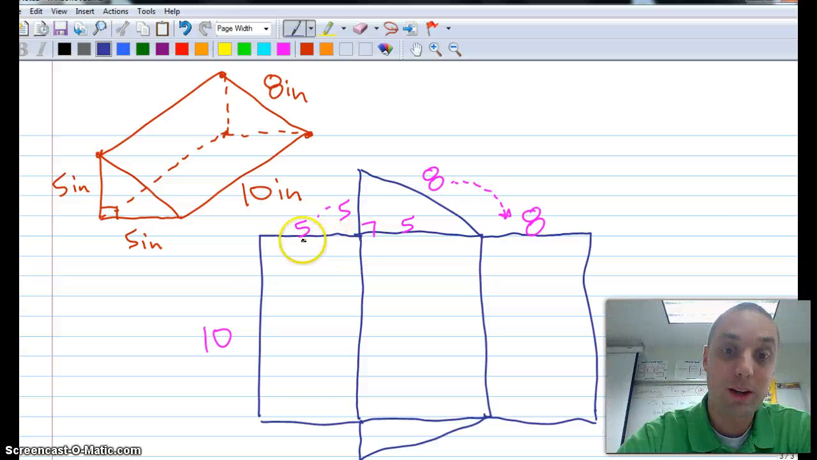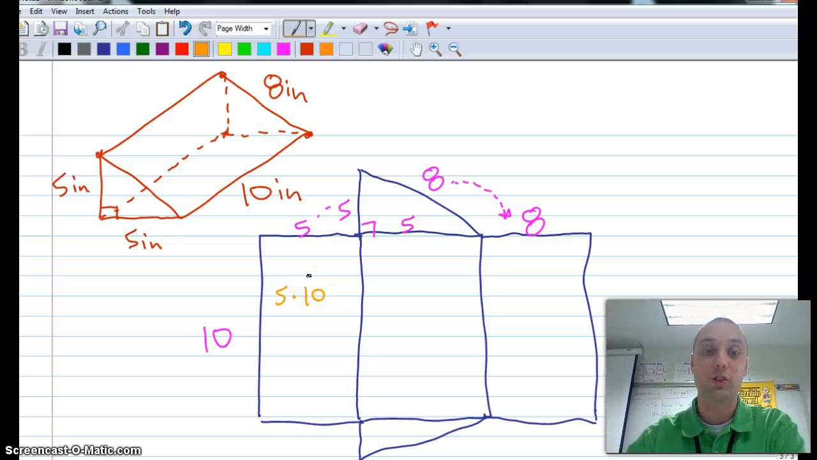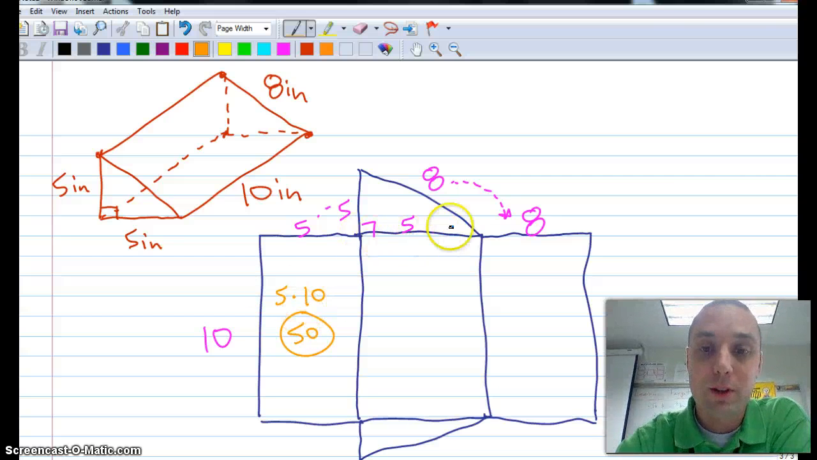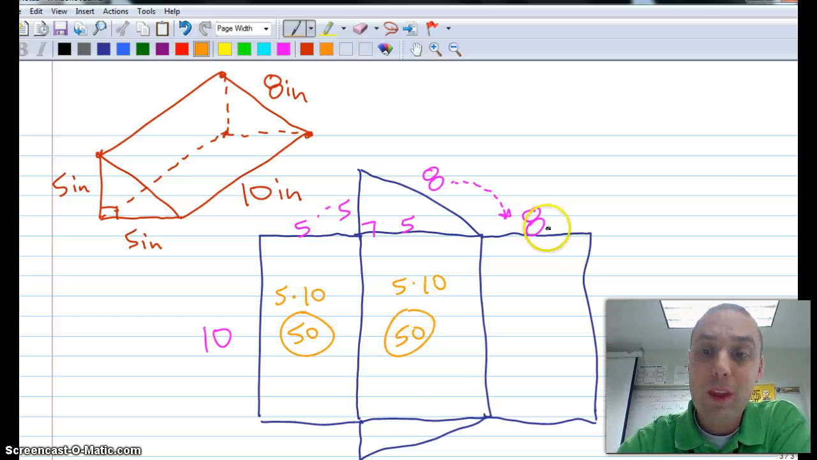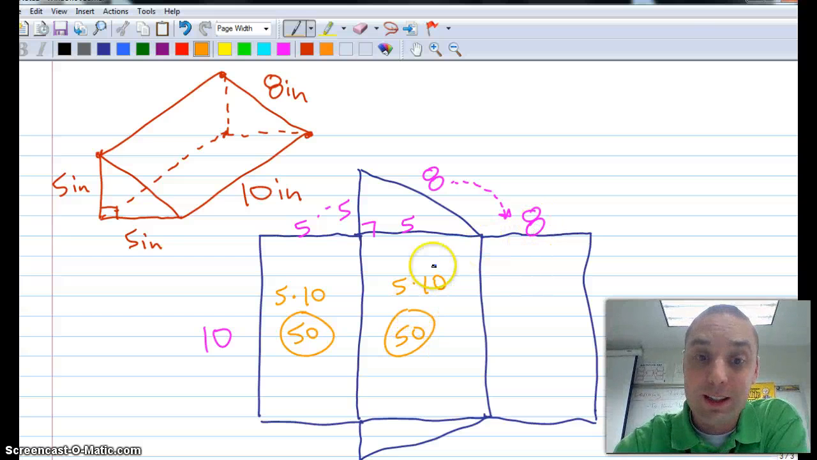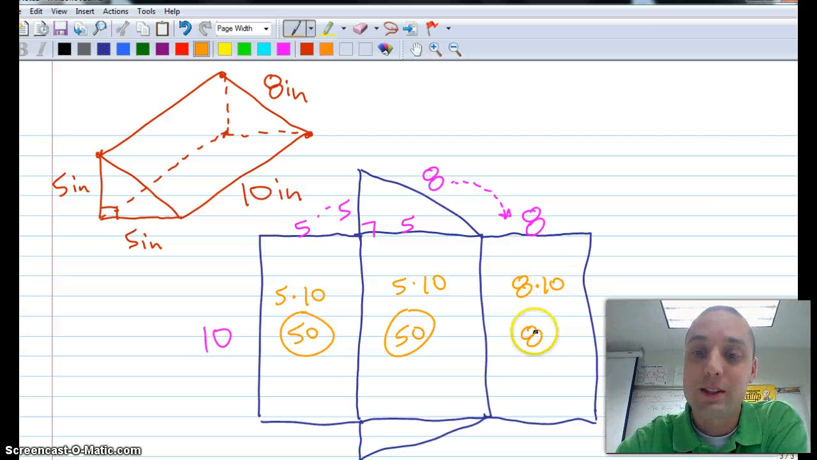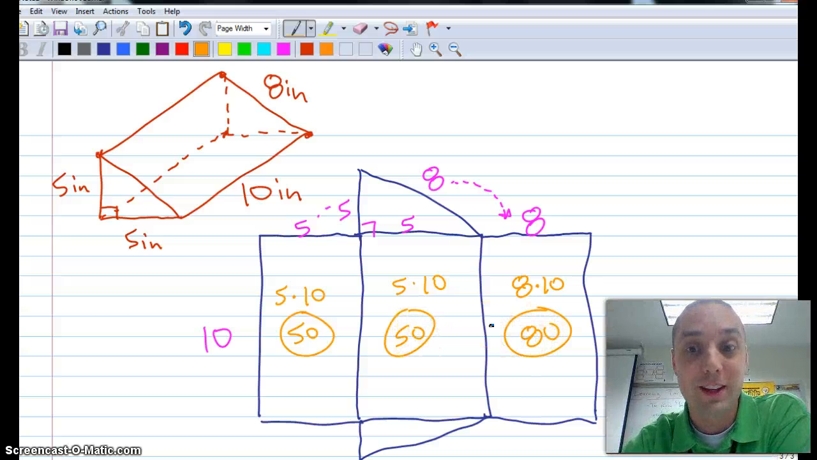Well, this rectangle right here is a 5 by 10. So right there in your rectangle, make it big enough to write. Just show the work. 5 times 10 is 50. That's a 50. This one's also a 5 by 10. That one's 50. However, look at this one. This one's an 8 by 10, because that hypotenuse is affecting that side right there. An 80. So we have a 50 and a 50 and an 80. Those are our lateral faces.